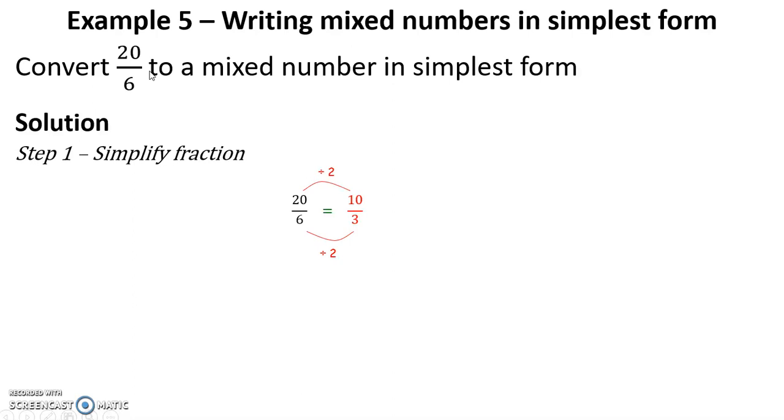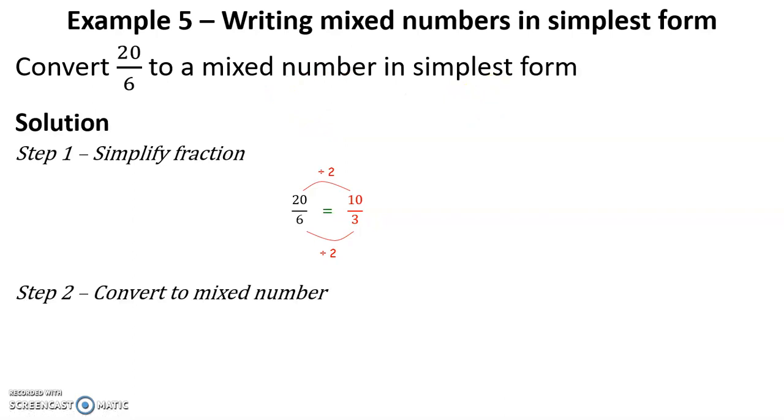In this case, I'm going to divide by 2, because 2 is the highest common factor of 20 and 6. So 20 divided by 2 is 10, 6 divided by 2 is 3. When we're simplifying, we must divide our numerator and our denominator by the same number. So now I've simplified 20 over 6 to 10 over 3. That was step 1. Have I converted it to a mixed number? Not yet, so that's my next step.